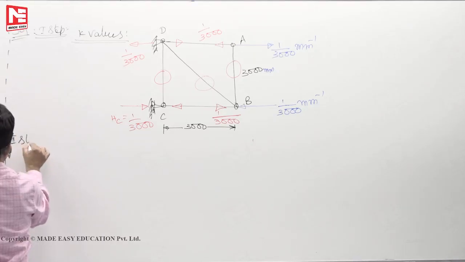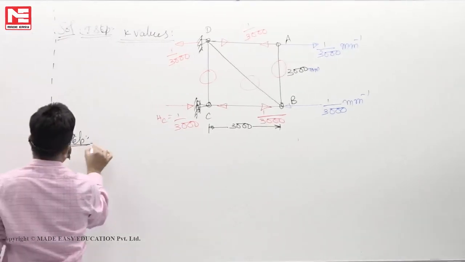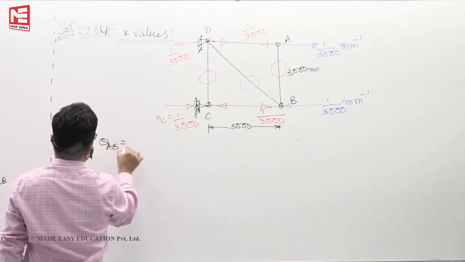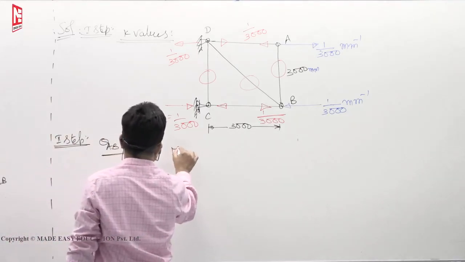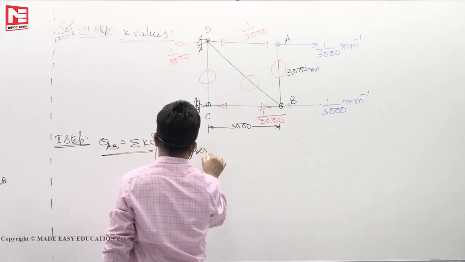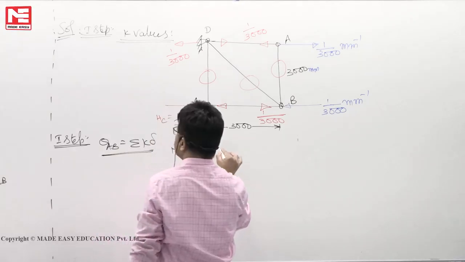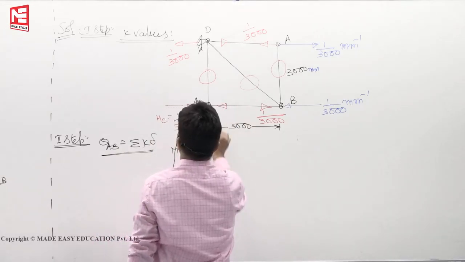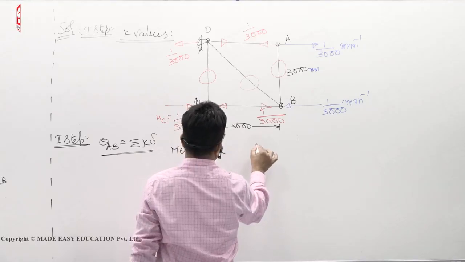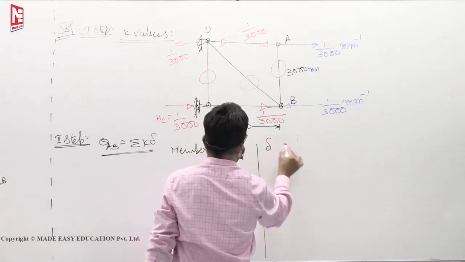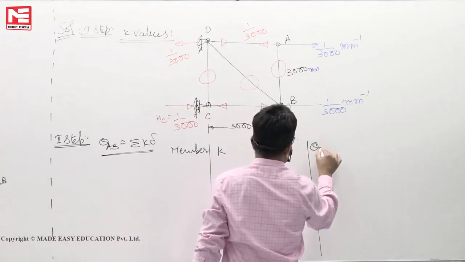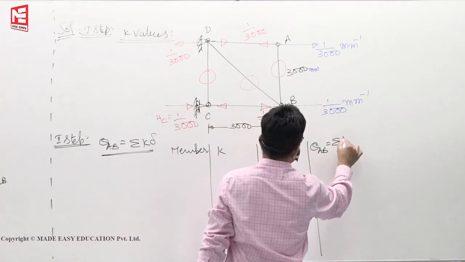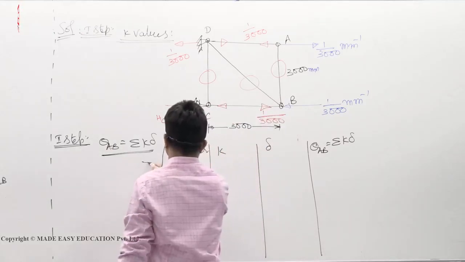Then second step, theta AB is equal to summation of K delta. So you will write member, see K values, delta, then theta AB is nothing but summation of K delta.